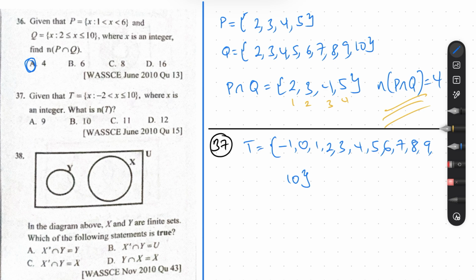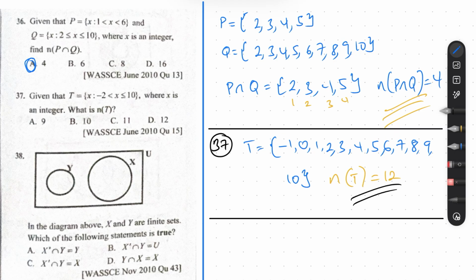Our answer, n of T, is equal to 12. Cool. So that is our answer, 12. We circle that. Let's go to question number 38.